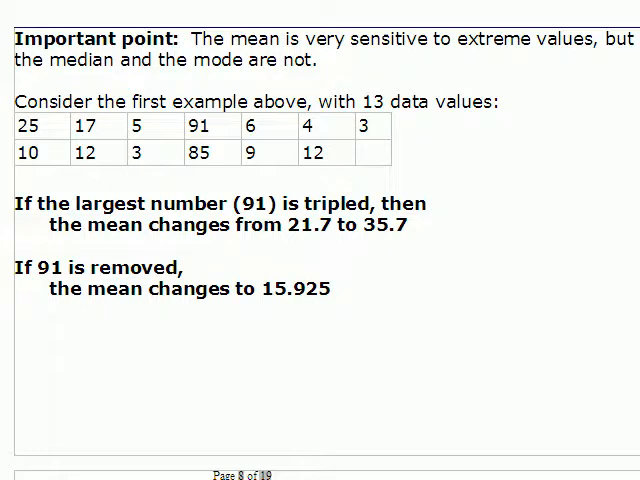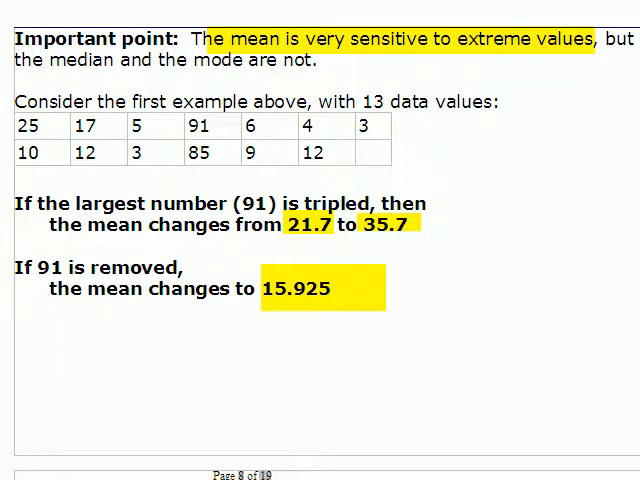Now, an important point is that the median and the mode are not really sensitive to extreme values, but the mean is. So your average, your mean, is very sensitive to extreme values. So in this first example, remember we had 13 data values and the mean was 21.7. Say you added 2 more data values to this, so you had 91 twice, the mean changes to 35.7. If you take the 91 away, you end up with 15.9. So you get a change in the mean.